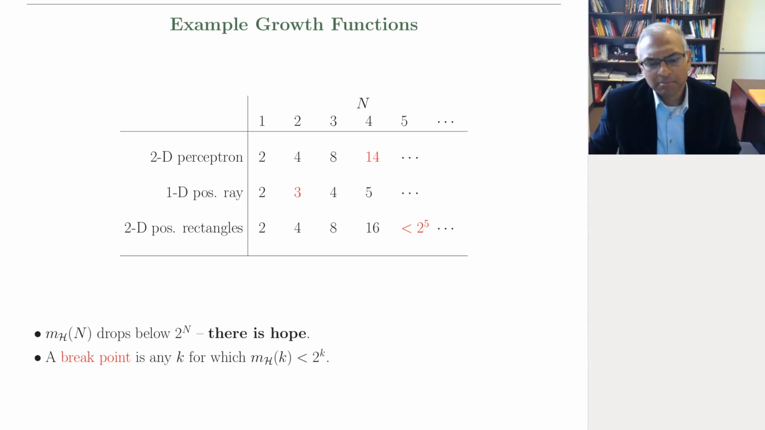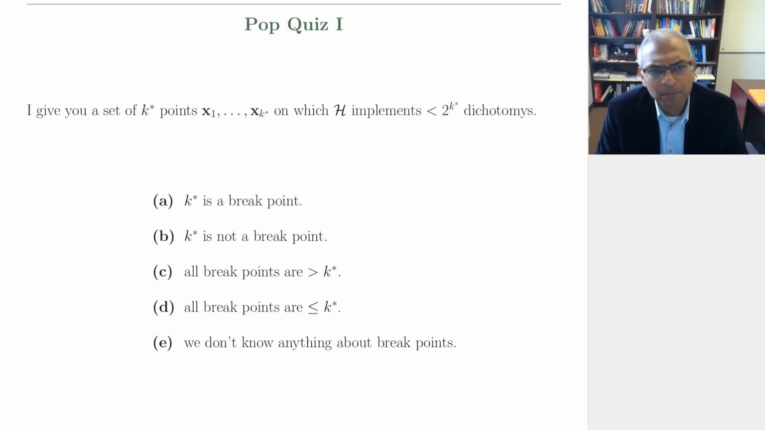Before we tackle this combinatorial puzzle, let's get some practice with breakpoints and growth functions and dichotomies and all that stuff, because we've thrown a lot of stuff at you. So pop quiz 1: I give you a specific set of k-star points on which h implements fewer than 2 to the k-star dichotomies. We introduced a term for that: we say that h does not shatter your k-star points. So what do you know?